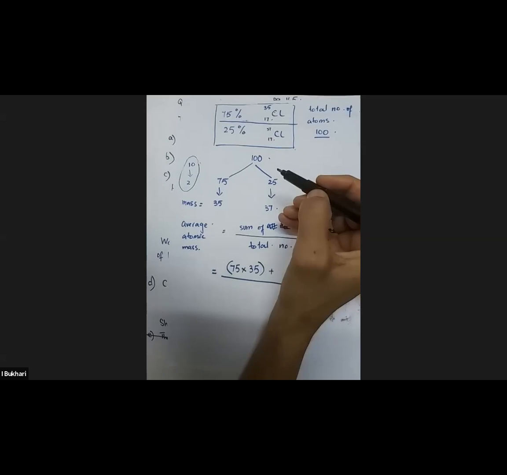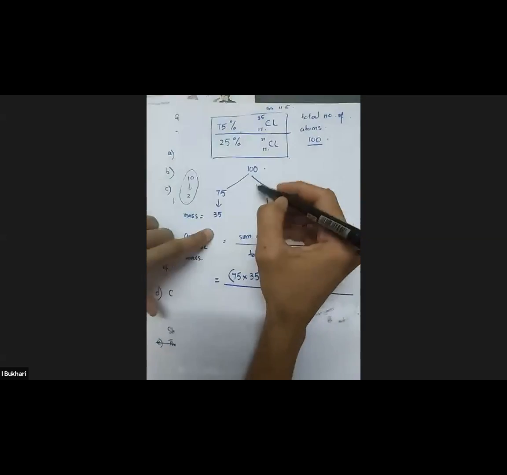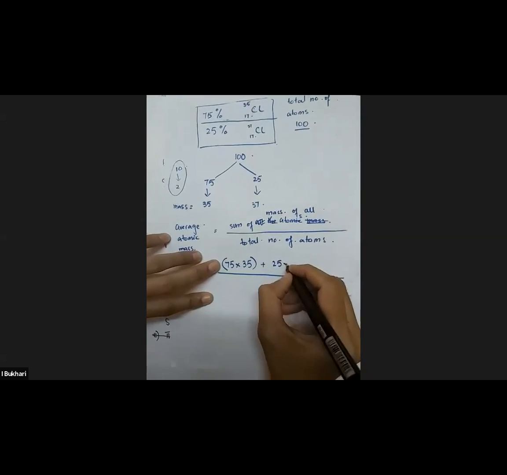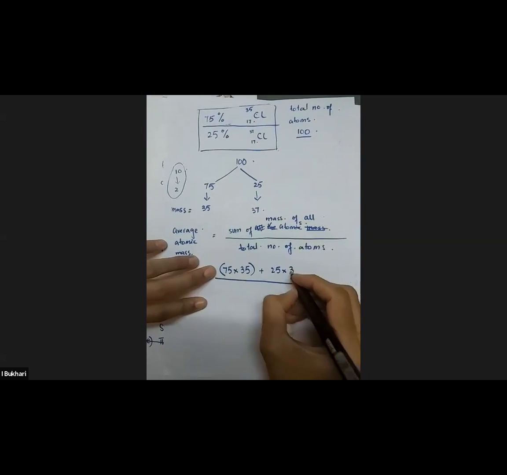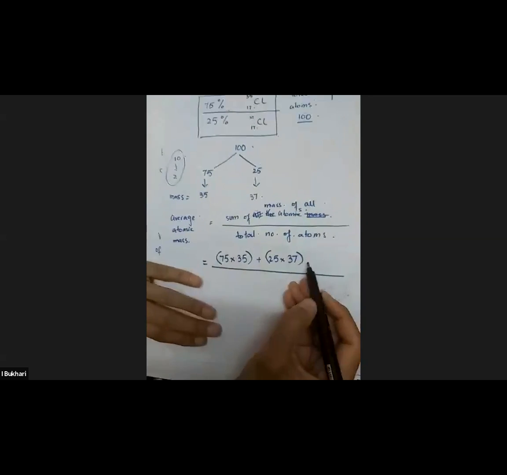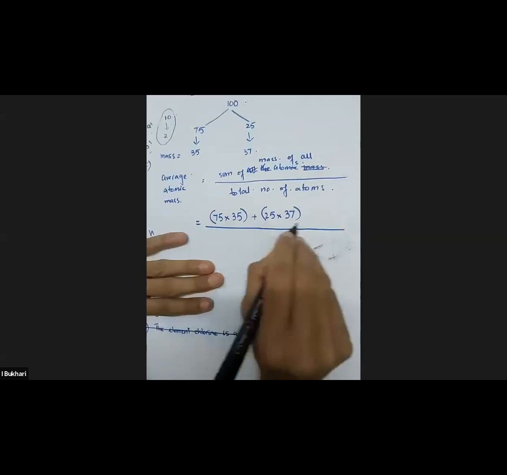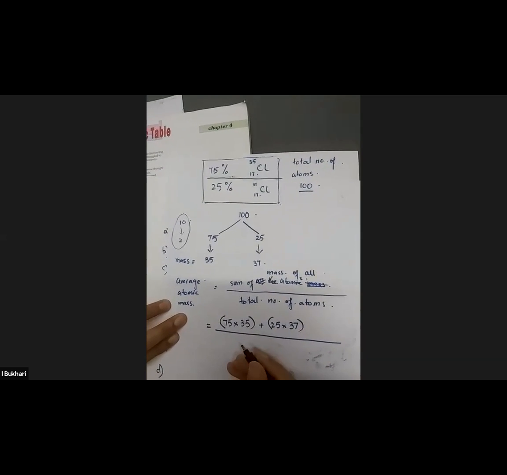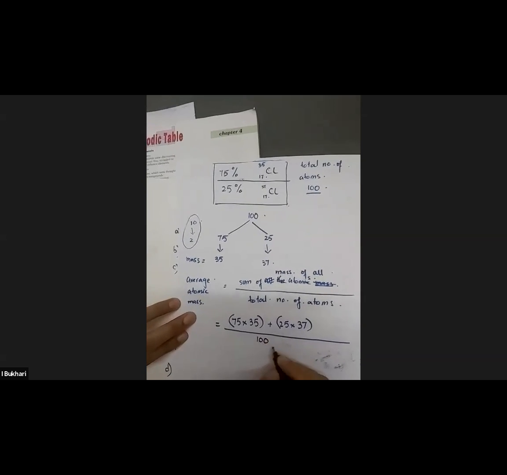Now, if I want to know the total mass of this isotope, I will simply multiply the number of this isotope with its mass, because that would give me the total mass of the 37 chlorine isotope, okay? Now, this is the sum of the atomic mass of all the 100 atoms. Now I will divide that by the total number of atoms. So my total number of atoms is 100.